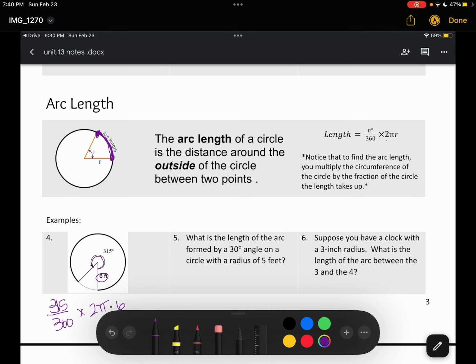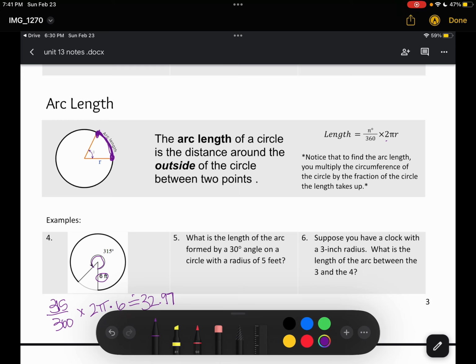All right, then you can take that and plug that into your calculator, just like you see it written out here. So you would use 315 divided by 360, or use the fraction button, and then times 2 pi, and then times 6. And you should get about 32.97. Now, I am using 3.14 to estimate for pi, but you can use the pi button on your calculator, and you will get a little bit different answer than me, but it should be really close.